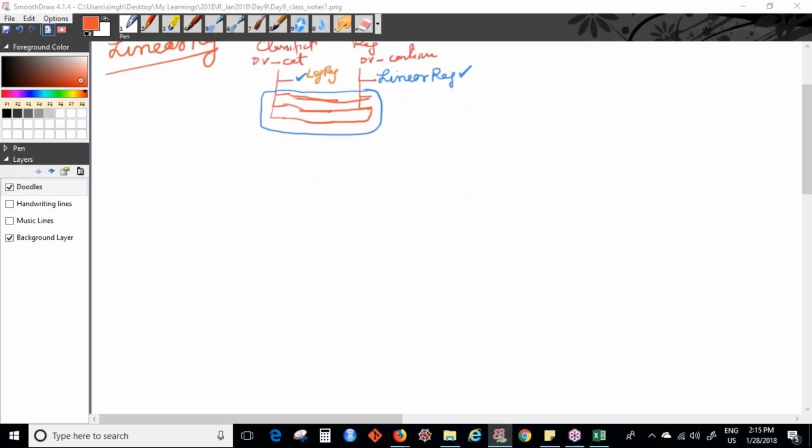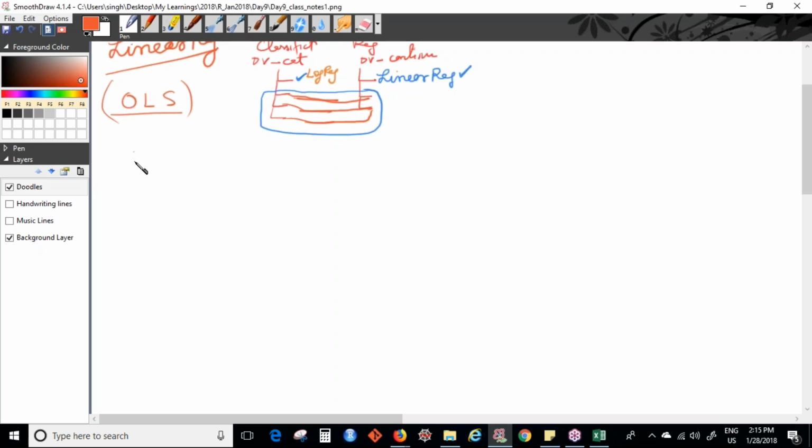Linear regression is a supervised learning algorithm which is used when you have a continuous dependent variable. So what do we do in linear regression? We use an algorithm known as ordinary least square.